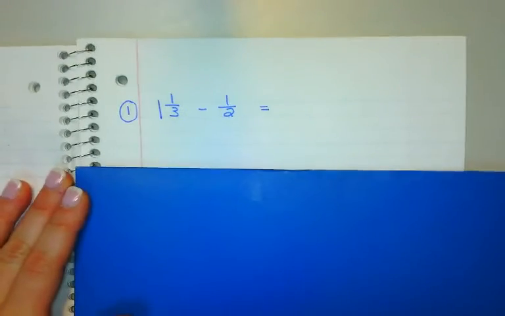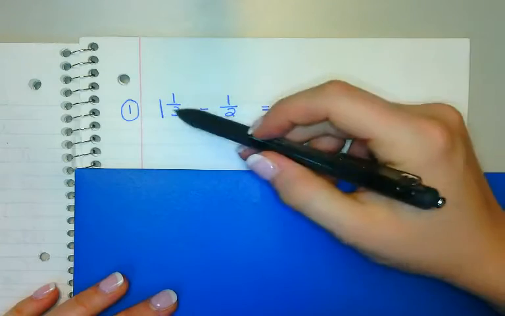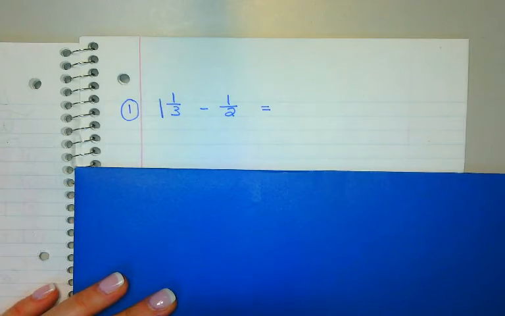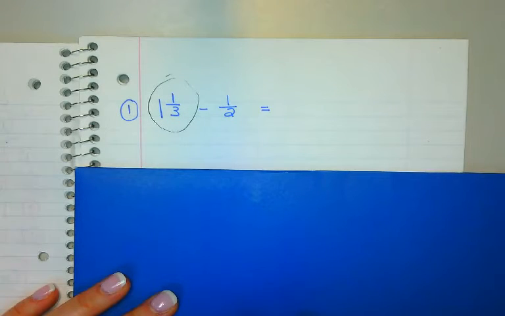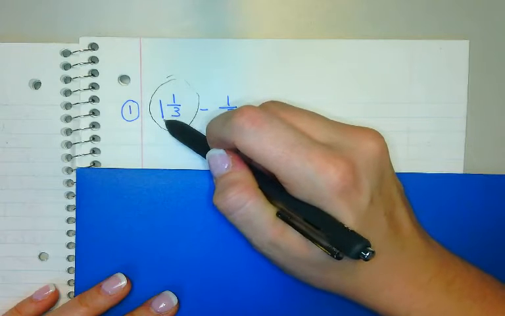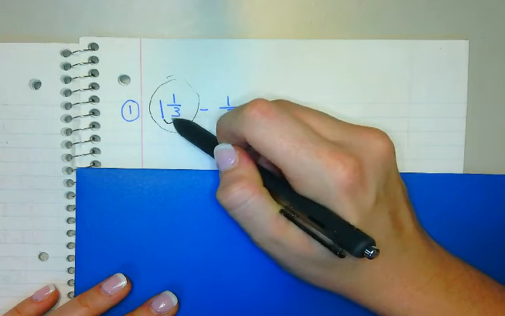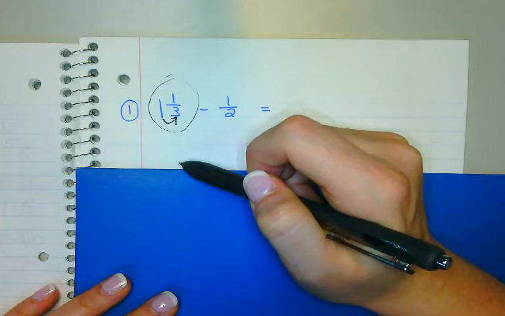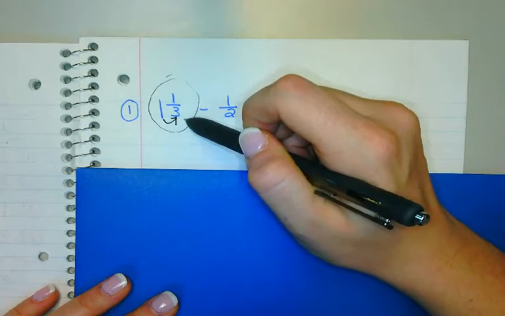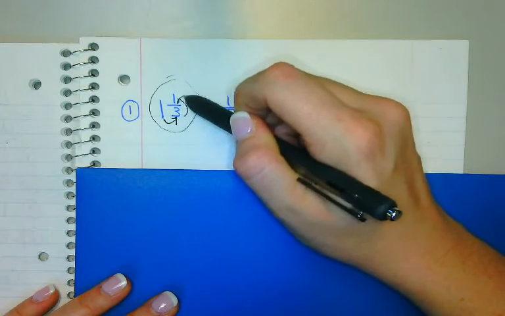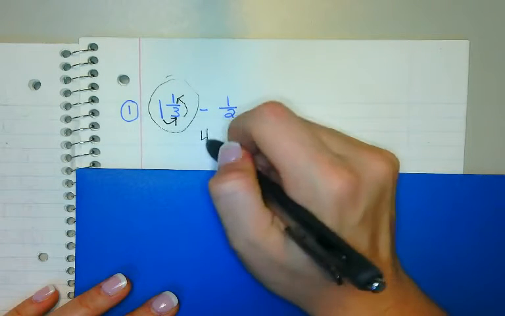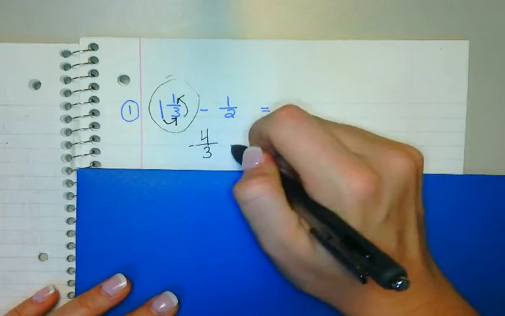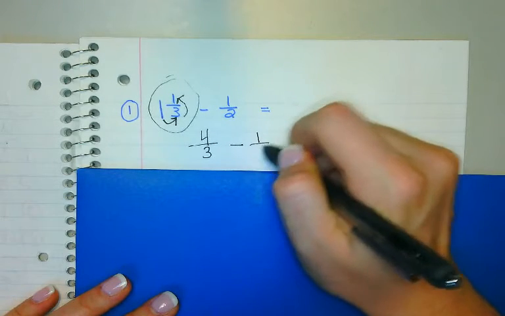Going to my next page of math notes here. I'm going to teach you how to subtract a fraction from a mixed number. The first thing that we need to do is convert this mixed number into an improper fraction. Well, in order to do that, I take my whole number, I multiply it by my denominator. 1 times 3 is 3. Then I take that answer and I add it to my numerator. 3 plus 1 is 4. So now I have 4 over 3 minus 1 over 2.